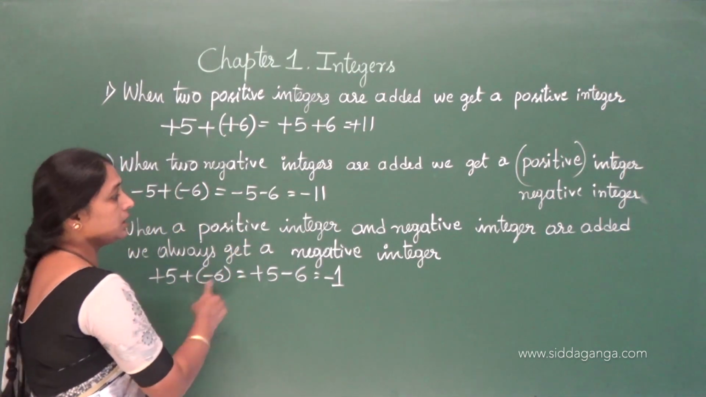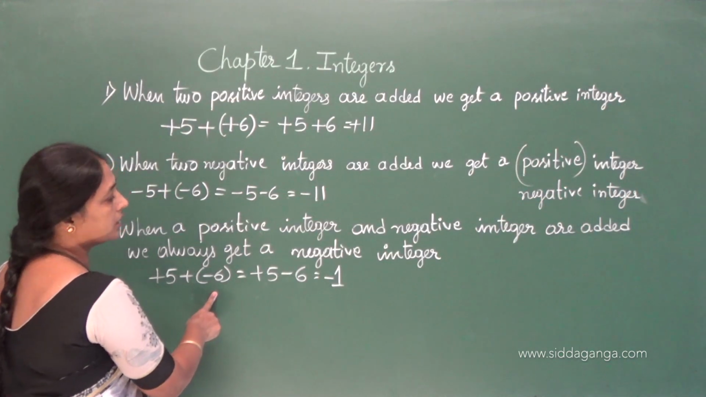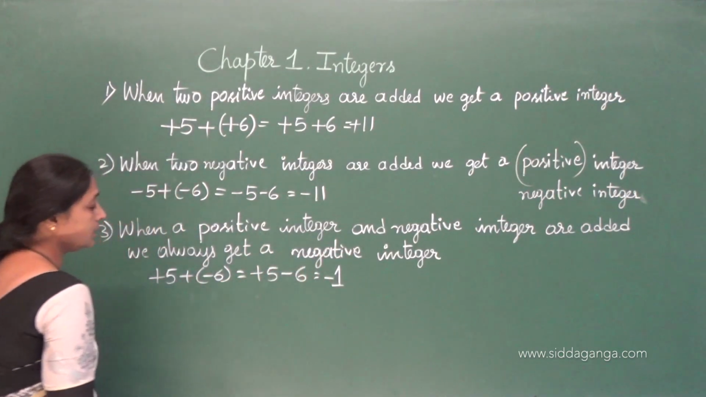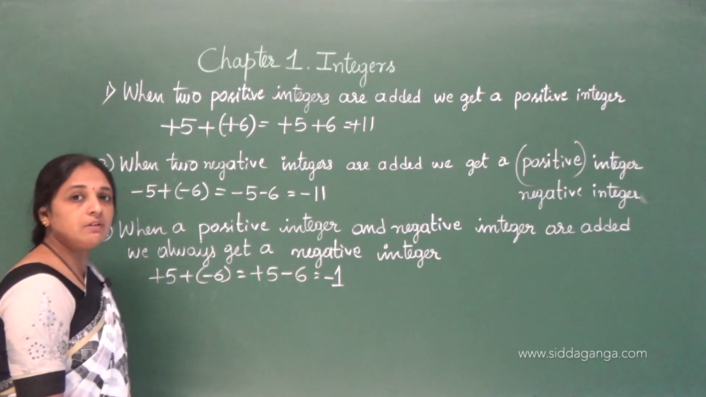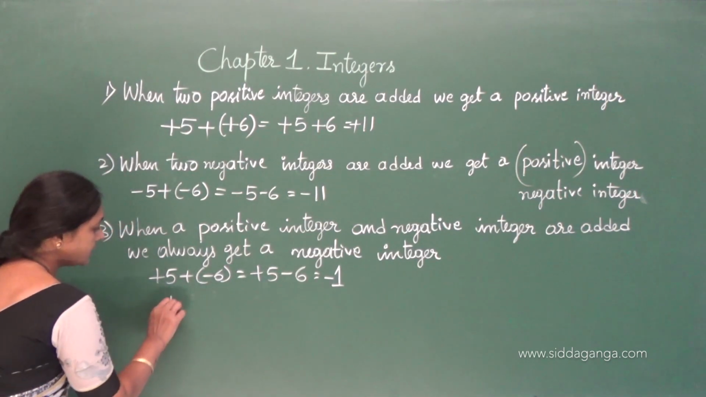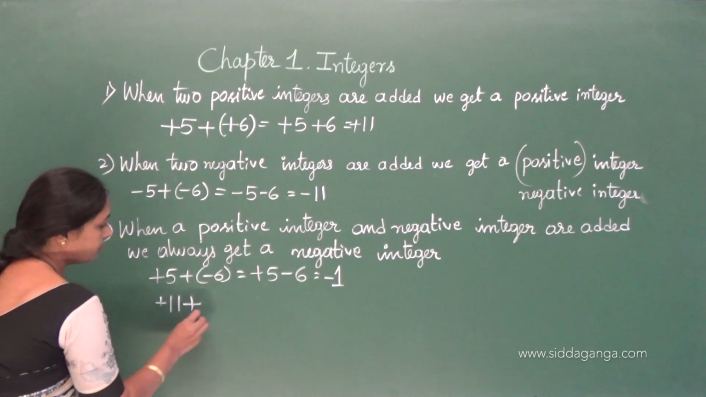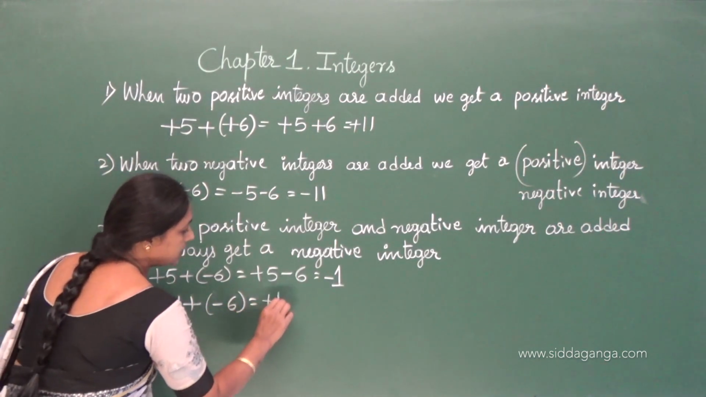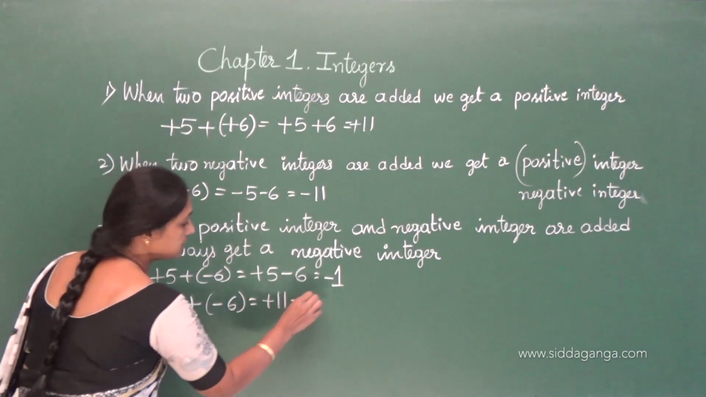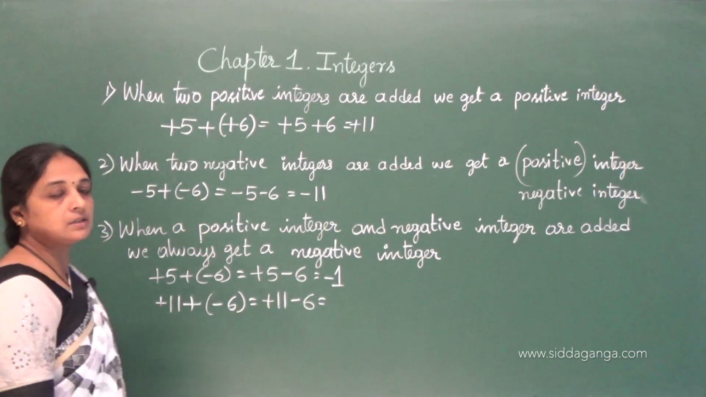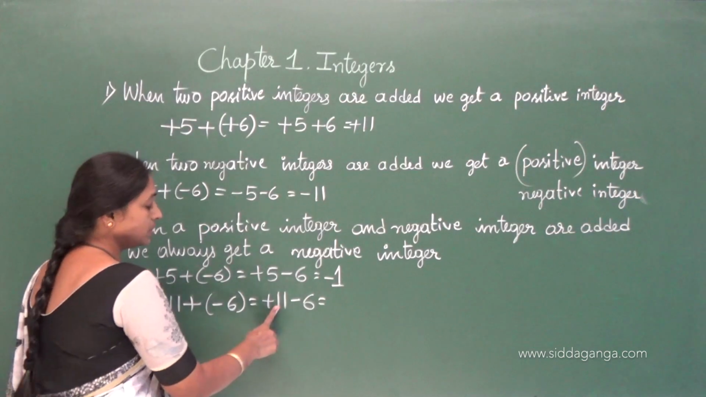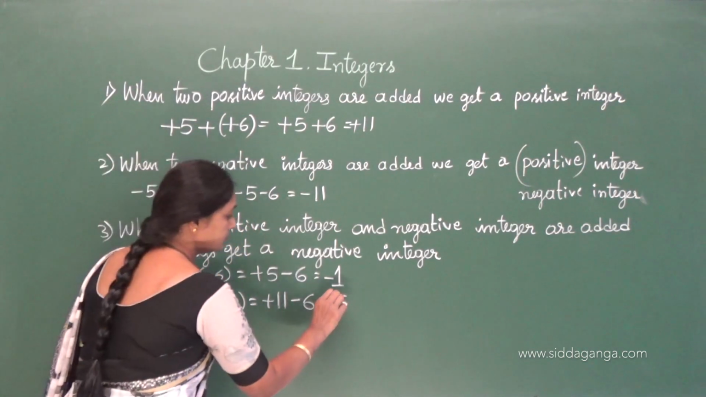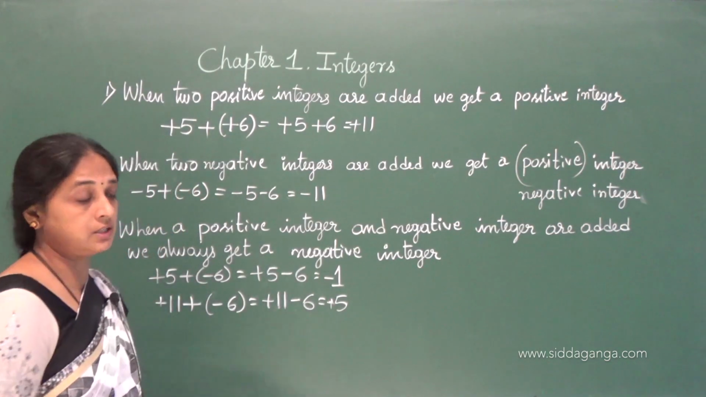When a positive integer and a negative integer are added, we always get a negative integer. So let's take another example where the positive integer is bigger. Let's take plus 11 plus of minus 6. What do we get? Plus into minus is minus, so 6. Here we consider 11 as the bigger number. So 11 minus 6 is 5. So plus 5, this is a positive integer.